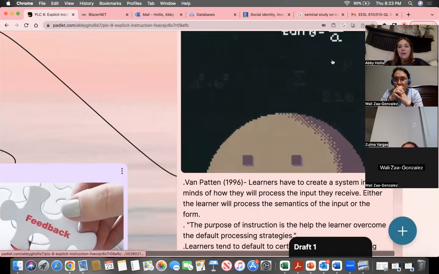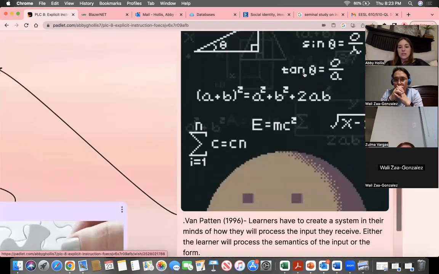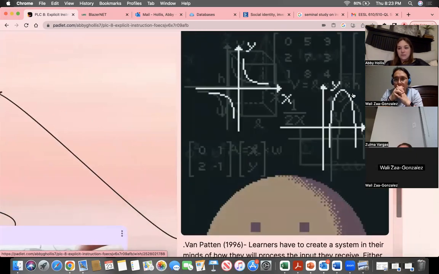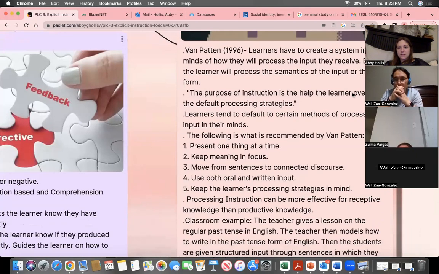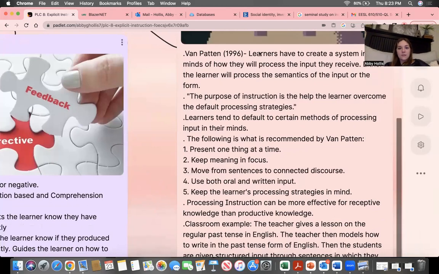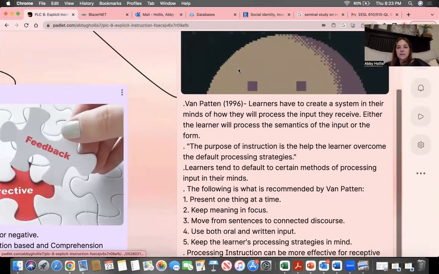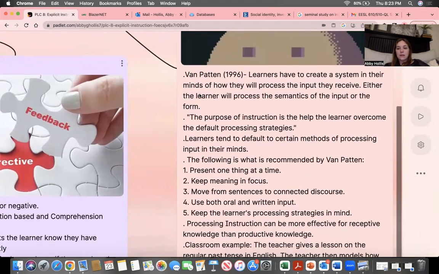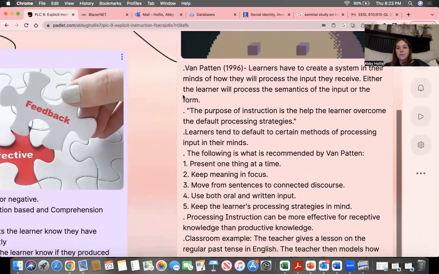And then I have processing instruction. So we're trying to process all these things in our minds. And so VanPatten says that in 1996, learners have to create a system in their minds of how they will process the input they will receive. Either the learner will process the semantics of the input or the form, which I already talked about.